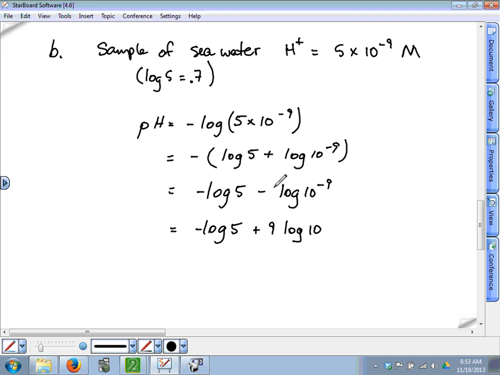I dropped the negative 9 down in front, which changed it to a plus, so it's plus 9 times the log of 10, but this is a common log, which has a base of 10 already, so that simplifies to 1. 1 times 9 is just 9. So we have 9 minus log base 10 of 5. According to the initial information, the log of 5 is approximately 0.7. So if you take 0.7 from 9, you get the approximate pH of about 8.3.